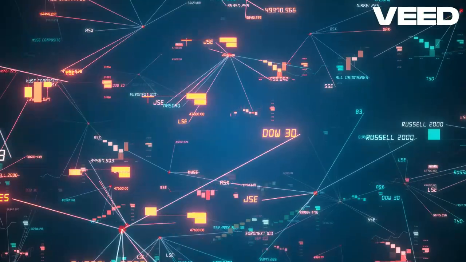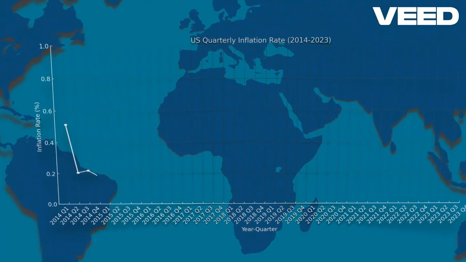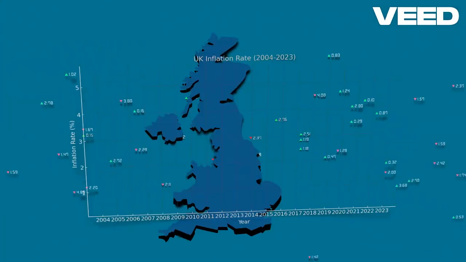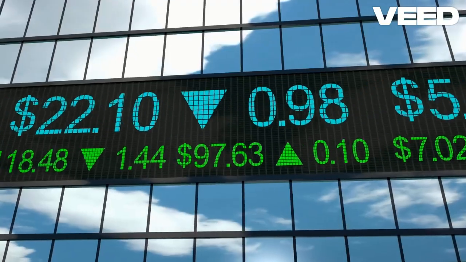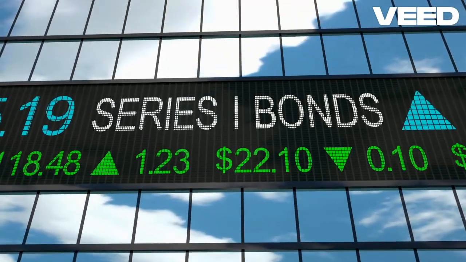Inflation impacts purchasing power. As prices rise, each dollar buys less. This means that over time, your money loses value unless incomes increase at the same rate. It also affects savings and investments. High inflation can erode the value of savings, but certain investments, like stocks or real estate, might offer protection or even benefit from inflation.